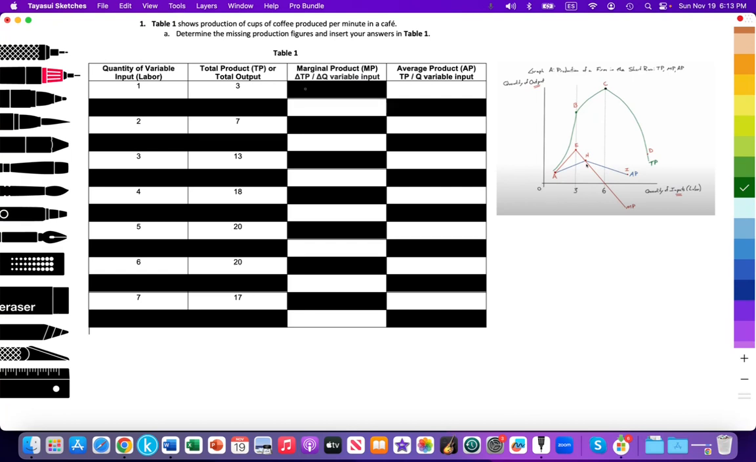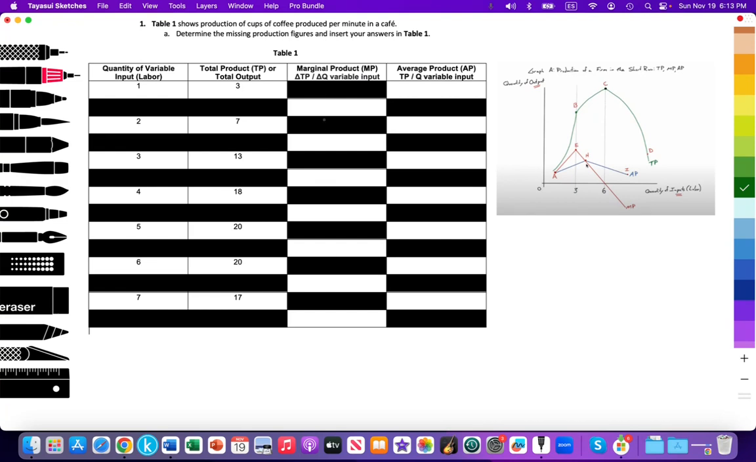Marginal product, we should know how it's calculated. It's the change in total product divided by the change in quantity of variable inputs, and the variable input is labor. And the average product is the average amount of coffees produced per person. So total coffees, or total product, divided by the quantity of variable inputs, or labor. That tells us on average how much each worker is able to produce within a minute. So let's go ahead and begin to calculate this.